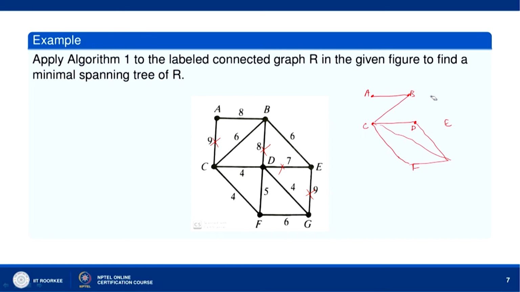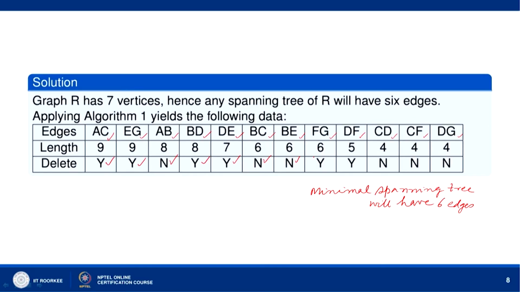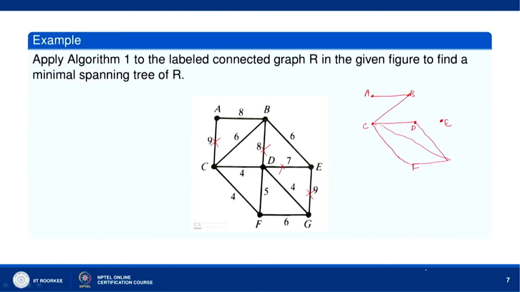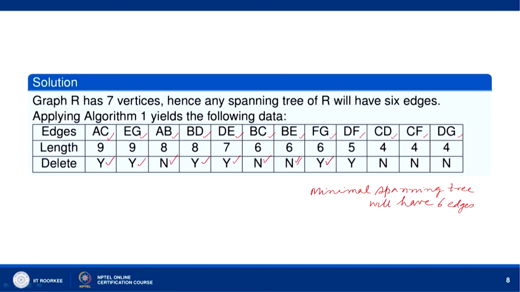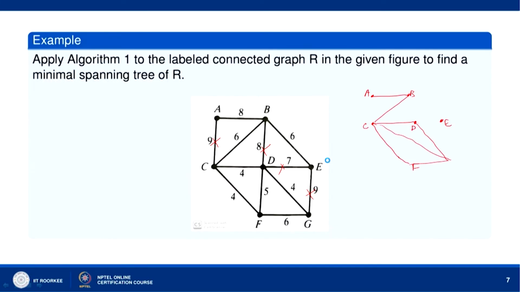If I delete this BE, I will have this situation. So, this is again disconnected. So, we cannot delete BE. So, this is also correct. Then FG, can FG be deleted? FG can be deleted, yeah. And then DF.